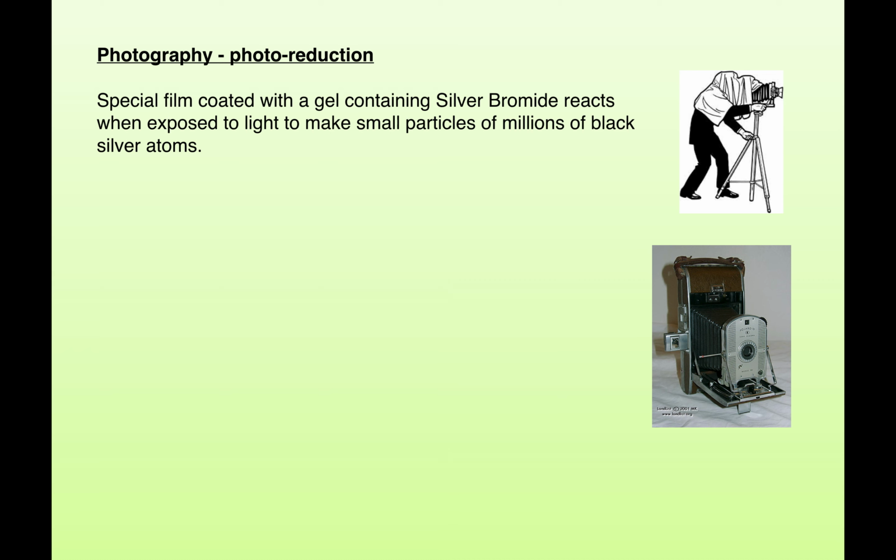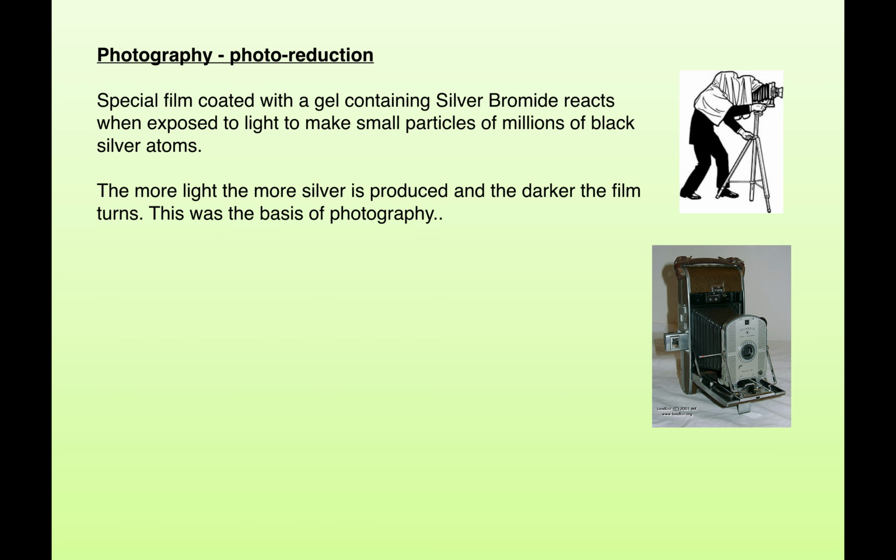And then the sunlight, any kind of visible light, causes the silver ions to become silver atoms. And that's why they become black. The more light you get on a particular point of this film, the more silver is produced, so the darker it becomes, and you produce something called a negative.